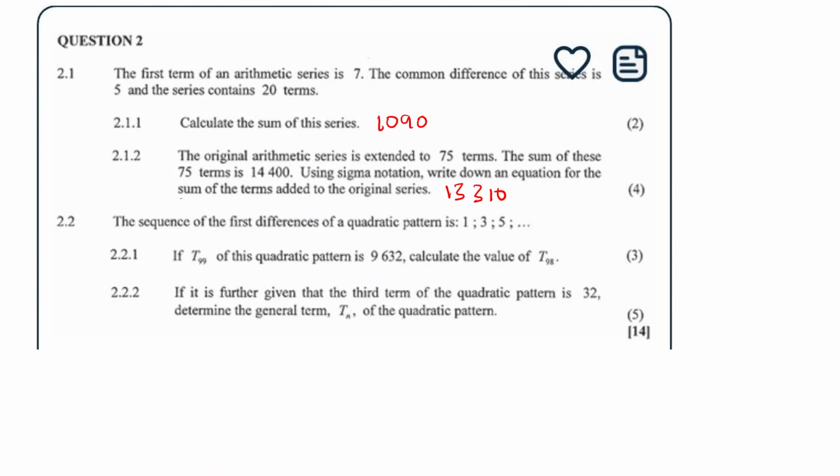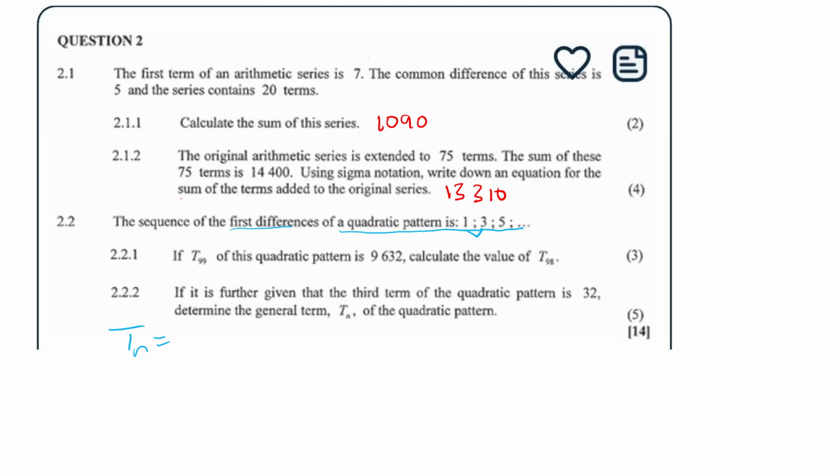Now 2.2. The sequence of the first differences of a quadratic pattern is 1, 3 and 5. This is the first difference. 2.2.1. If T99 of this quadratic pattern is 9,632, calculate the value of T98.